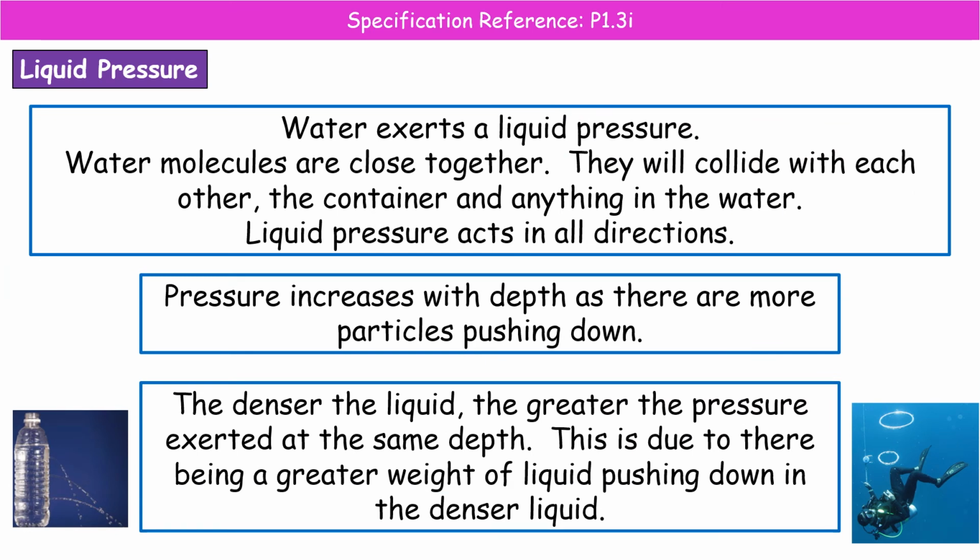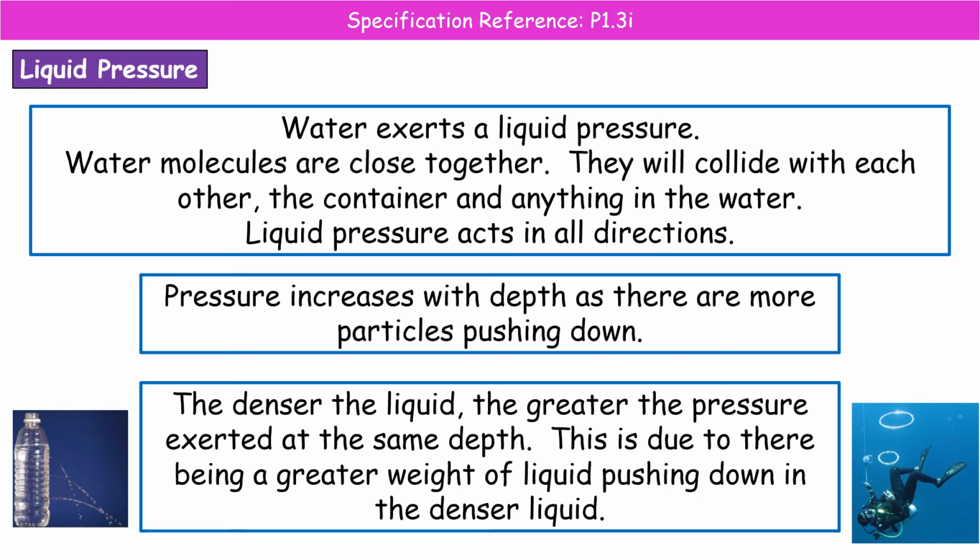The final type of pressure we need to understand is liquid pressure. All liquids will exert a pressure because they're going to be colliding with each other, the container, etc. Now, liquid pressure is different to gas pressure because it acts in all directions. What we're going to find then is as we go further down in a liquid, we have a greater pressure. Same kind of idea as with the atmospheric because there are more particles above us pushing down.